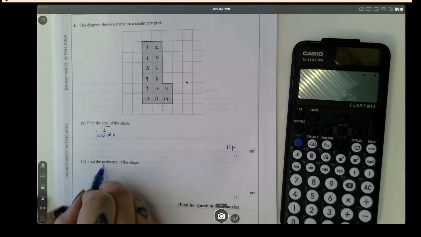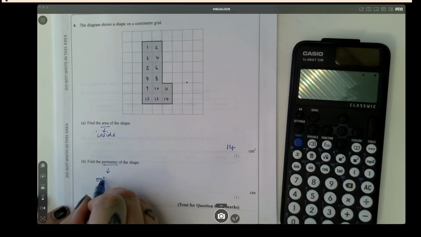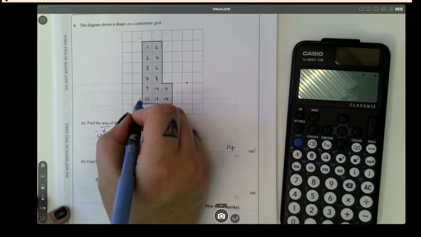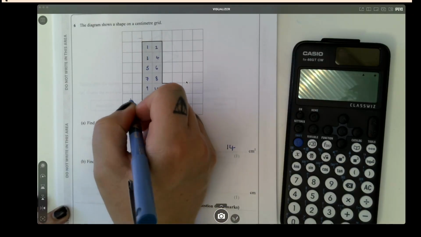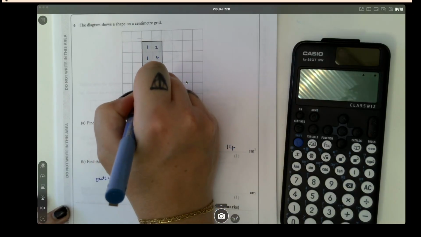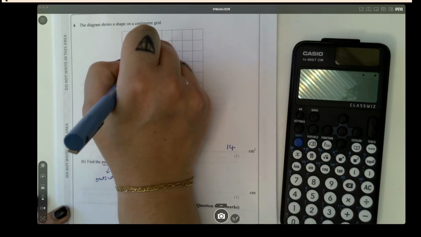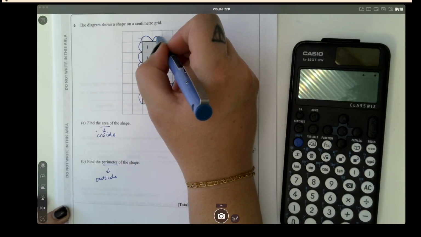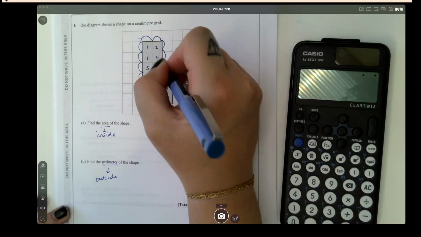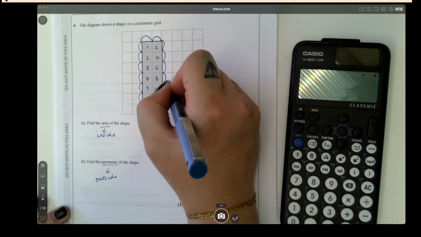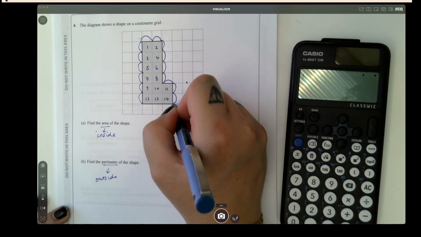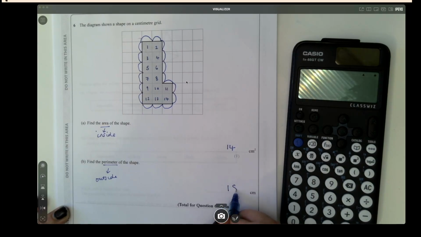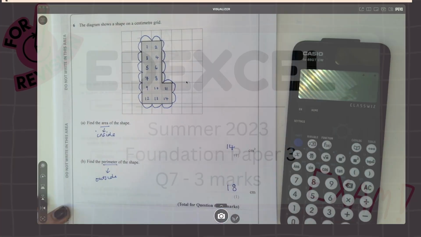Find the perimeter of the shape for part B. That's the outside of the shape. So we're going to count all the way around the outside of the shape. So we're going to count the sides of the squares. So it's 1, 2, 3, 4, 5, 6, 7, 8, 9, 10, 11, 12, 13, 14, 15, 16, 17, 18. So it has a perimeter of 18 centimetres.